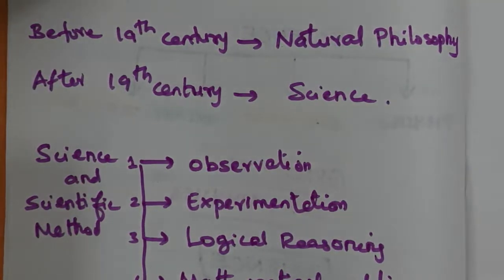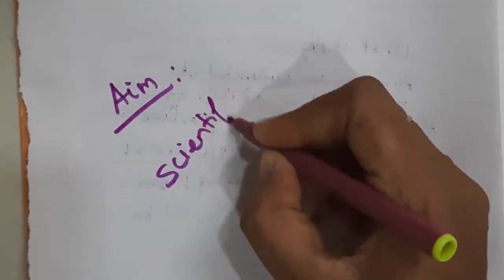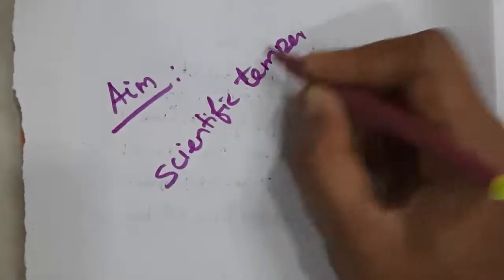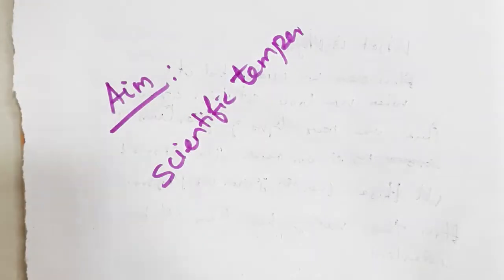Okay, so this is actually the simple introduction about the subject science. Do you know what is the aim of science education? The aim of science education is to develop the scientific temper, humanism, and the spirit of inquiry and reform in every citizen.